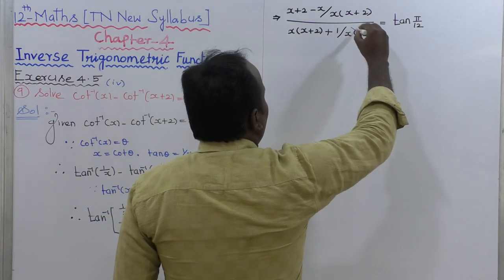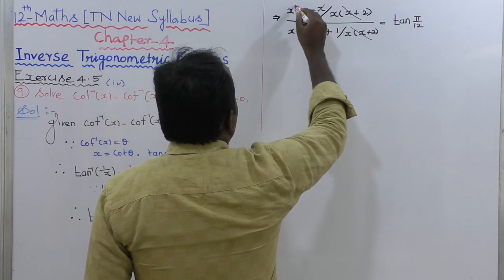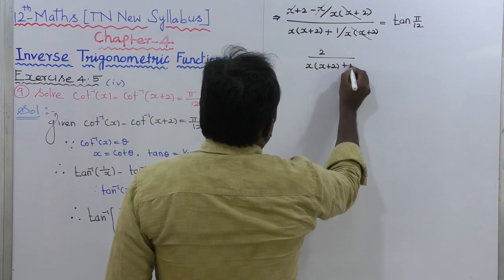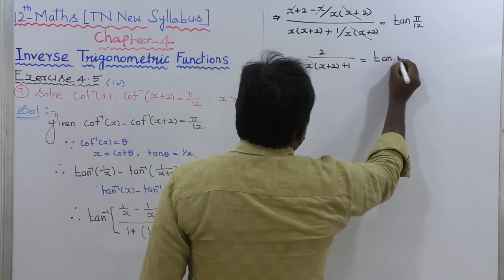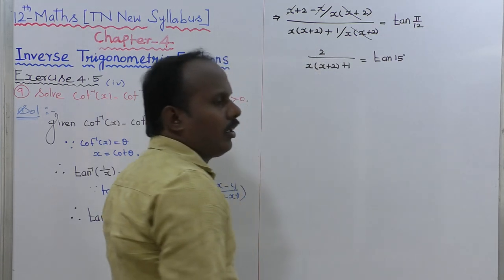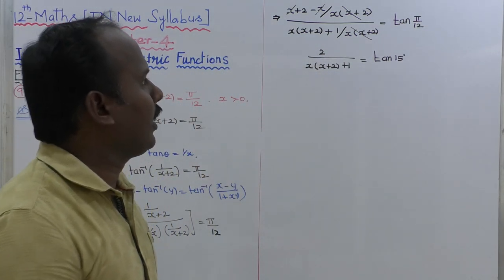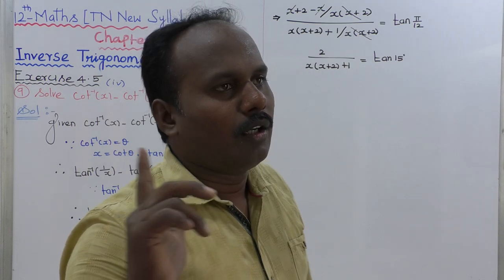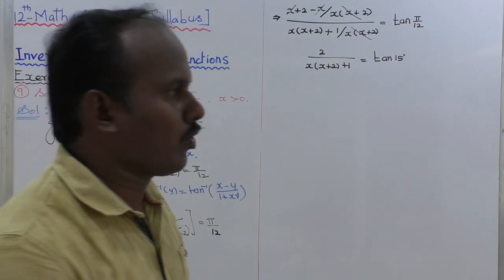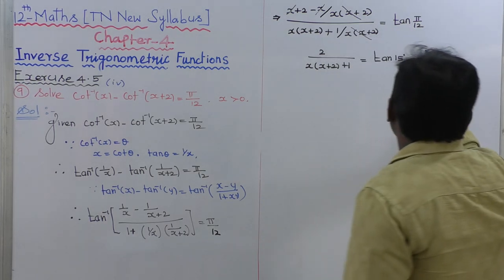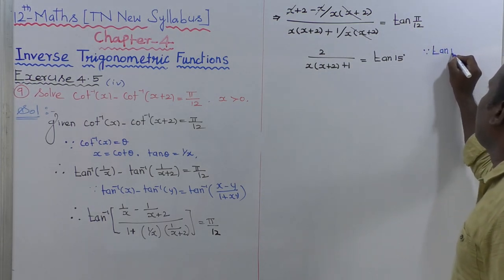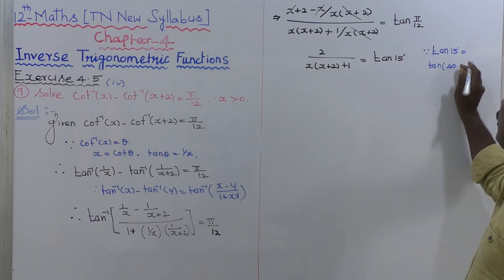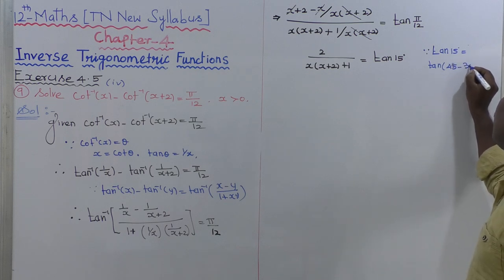Next, the denominators cancel, and in the numerator x minus x cancels, leaving 2 divided by (x(x plus 2) plus 1) equal to tan 15 degrees, since 180 divided by 12 is 15 degrees. The value of tan 15 degrees is (root 3 minus 1) divided by (root 3 plus 1). Let us derive it by taking tan 15 degrees as tan of (45 minus 30) degrees.